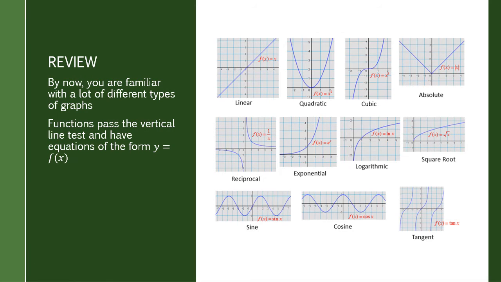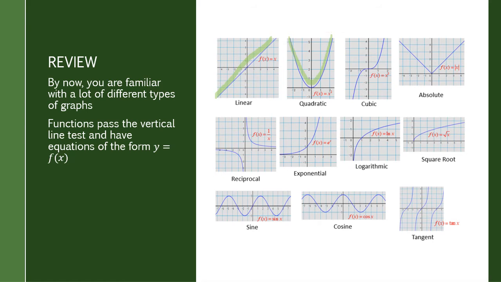So as a little bit of background, by now you are familiar with lots of different types of graphs. You can look at something like this first one and say, oh yeah, that's a linear equation. It's going to have the form y equals mx plus b. Or you can look at this one and say, oh yeah, that shape is a parabola. It's going to have an x squared term in it.